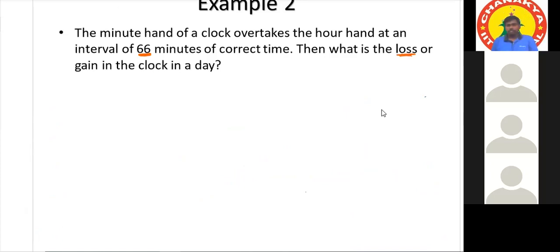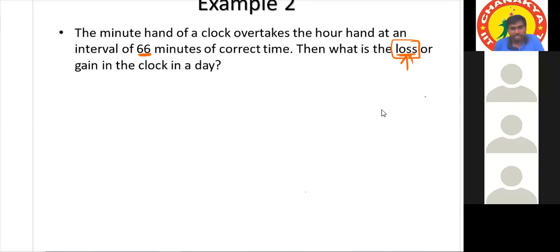Modulus of 66 minus 65 by 1 by 5. Why to take modulus? Okay. We are mentioning the loss, which means we don't need to mention the sign there. Okay, sir. If you are not mentioning loss, then you have to say it is minus something.